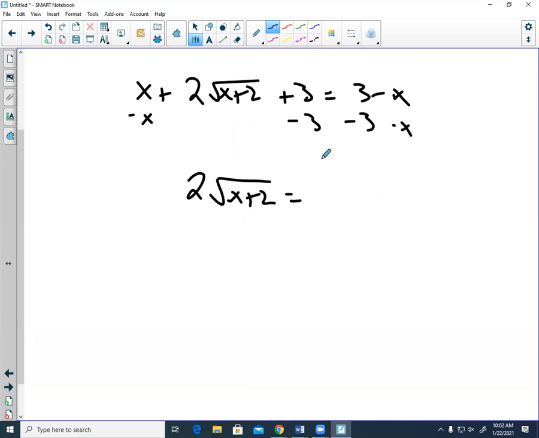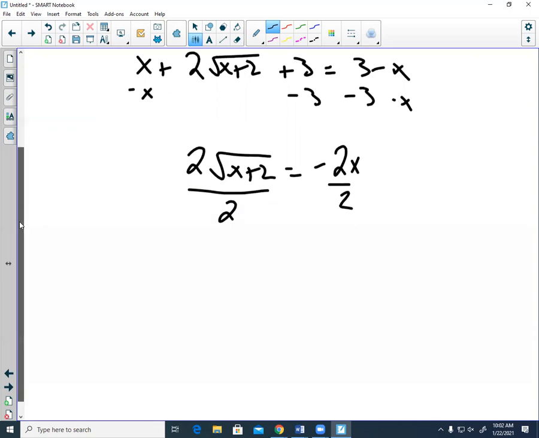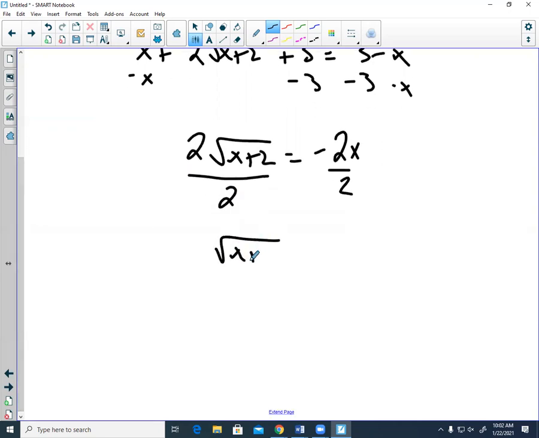This one is the part where I think people are going to get stuck, because they're going to do negative x minus x is 0, and they're going to say the right side of this equals 0, which it does not. Negative x minus x is negative 2x. So now we have the equation that looks like that. Now we have one more step until it's completely isolated, so we divide by 2. So we end up with the square root of x plus 2 equals negative x.